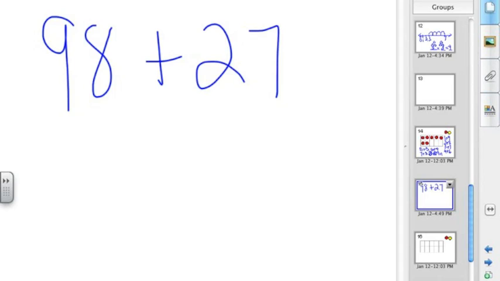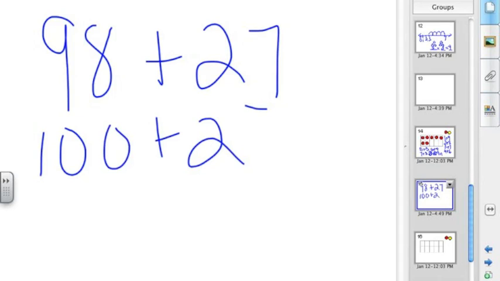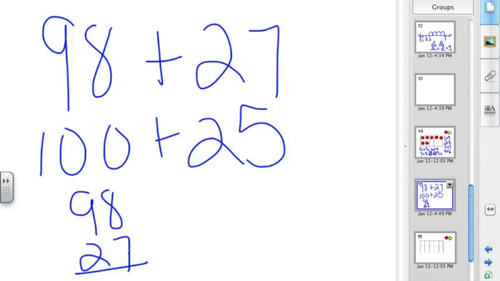Thinking about 10 frames, or even base 10 blocks, which we'll be playing with next week, I can say this is 100 plus 25, and that's so much easier than adding: oh, 7 and 8 is 15, carry your 1, why? Because I said so. I mean, that's what we do. That's what happens to most of us.